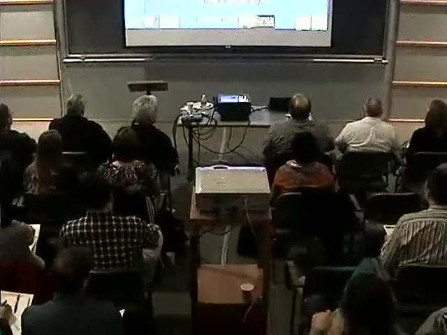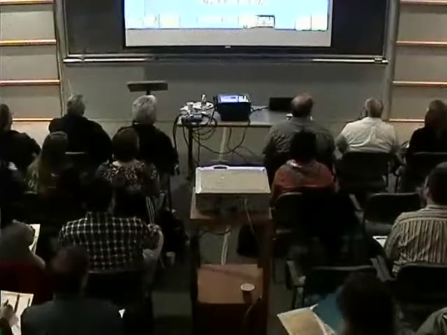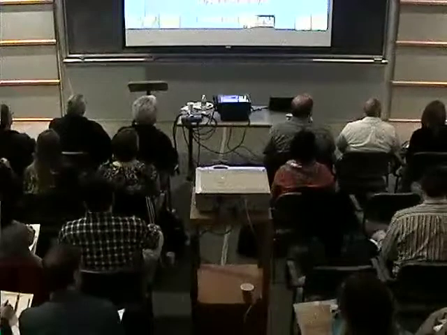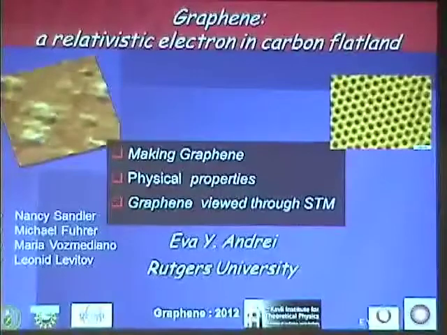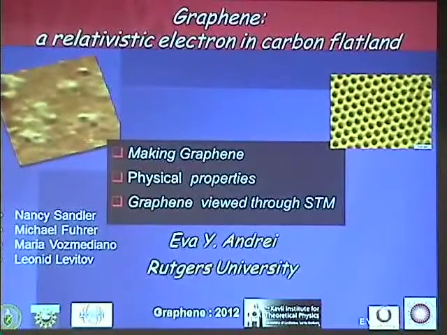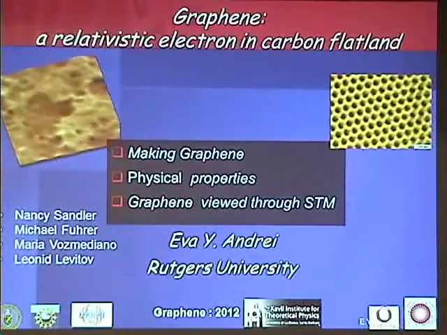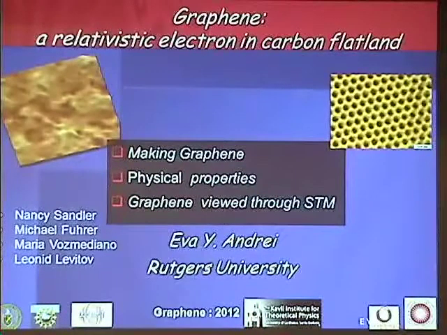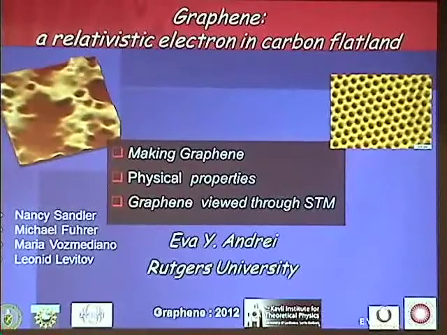I'm going to start by telling you a little bit about making graphene. I actually have a movie of how we make it in our lab. And I'm going to pass around a piece of it. Then I'm going to tell you about physical properties, many of which you've already heard about. And then I'm going to tell you about our own experiments, how we actually look at it and look at the individual atoms.